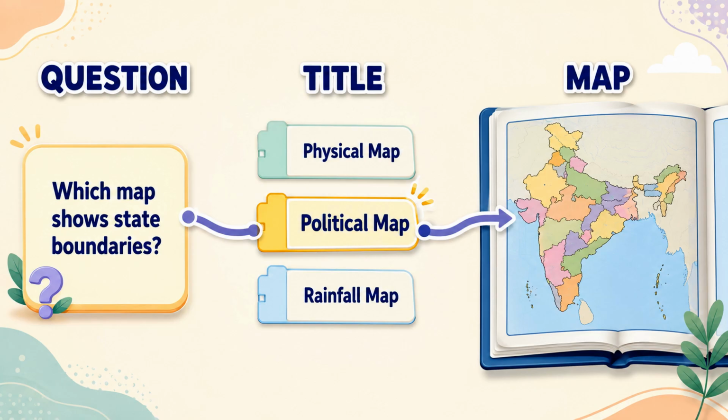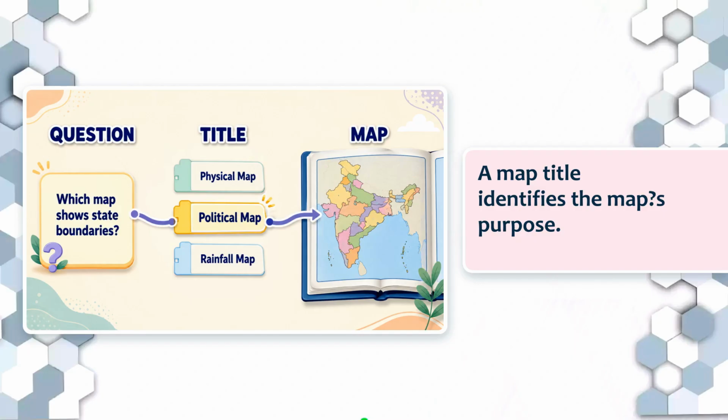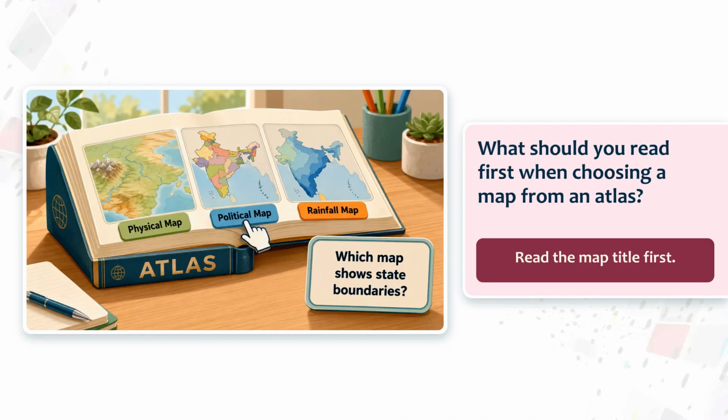An atlas keeps maps for different purposes in one book, so we begin with the question and scan the titles. Matching the question to a title helps us choose the right map instead of studying every page. Let the map's label guide your choice. A map title identifies the map's purpose. The title tells you what information the map shows. Use the atlas step you have learned. What should you read first when choosing a map from an atlas? The first step gives the answer. Read the map title first.